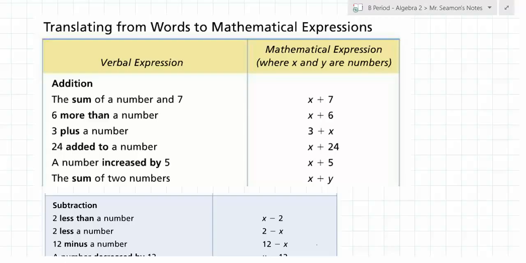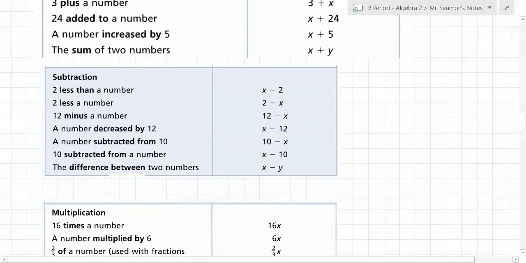So here's some basic translation. The sum of a number and 7: a number is going to be x, and you add it to 7. Another way to say that, 6 more than a number, that's x plus 6. 3 plus a number, 24 added to a number, a number increased by 5. These are all different ways just to say add things together. That's all it is. Subtraction, is subtraction going to be any different?